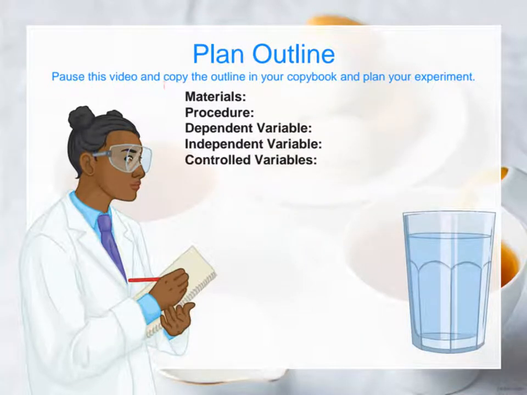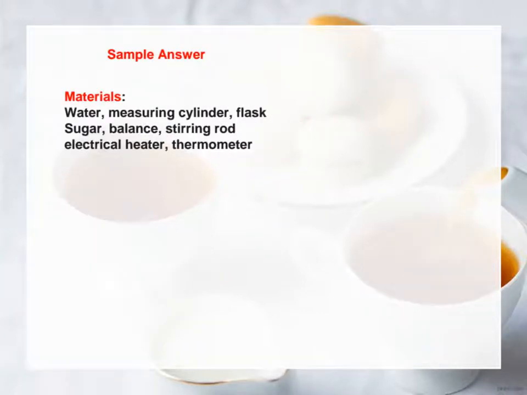Pause the video and plan for your experiment. You need to set the materials, the procedure, dependent variable, independent variable, and the controlled variables. What are the materials needed? For sure, I need water. What do I use to have a fixed volume of water? Measuring cylinder.